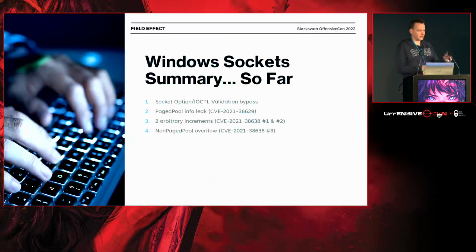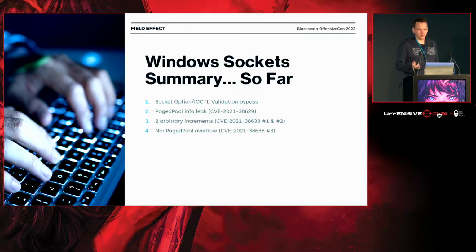So just a quick summary. At this point, we'd have this validation bypass, an info leak, two arbitrary increments in the kernel, and a non-paged pool overflow. I was very confident that at least some of these could be exploited into reliable code execution. But I was also starting to get suspicious about the general quality of this code. So I thought, why don't I spend a little more time auditing the other option handlers.